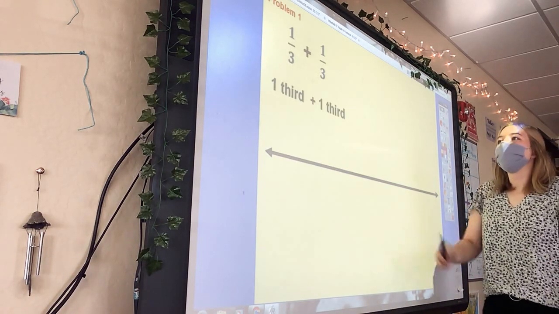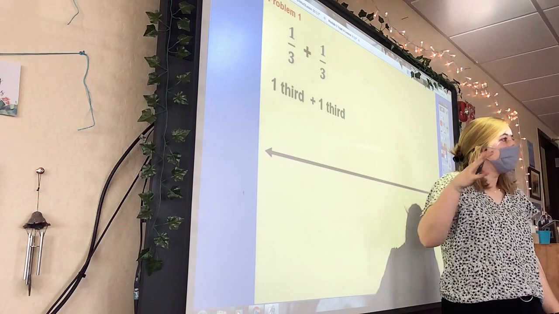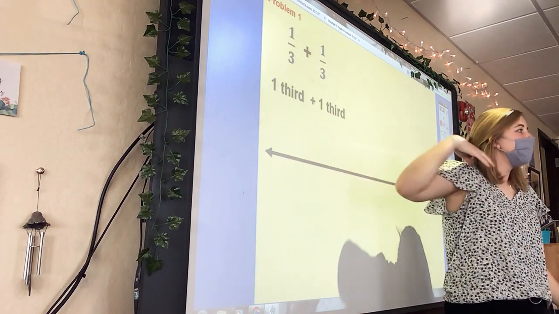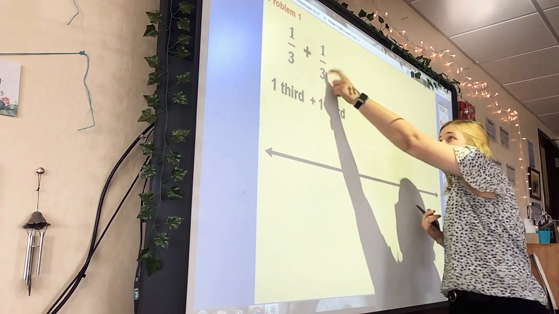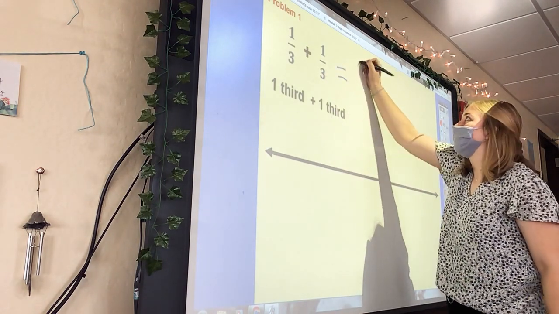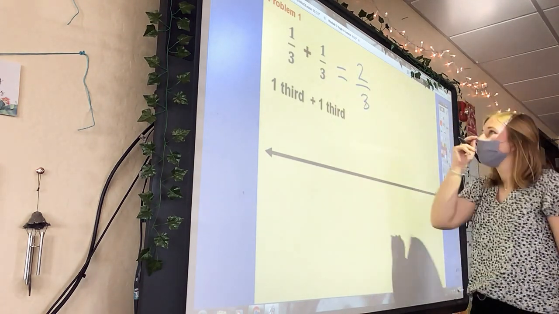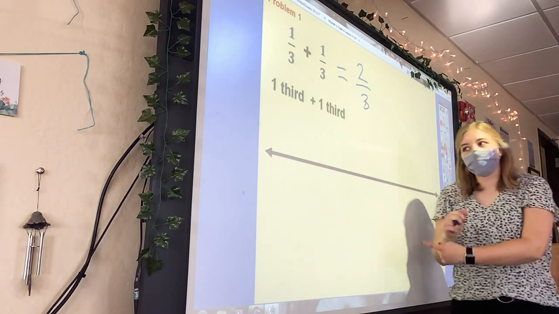Okay. So what you're gonna do today is show it numerically, but mostly on a number line. So you're gonna show it like how I did, like this. 1/3 plus 1/3 equals 2/3. But you're also gonna show it on a number line.